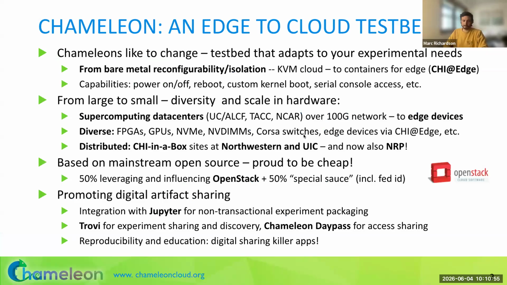So Chameleon is an edge to cloud testbed. We like to talk a lot about our bare metal reconfiguration, the isolation that we provide for a lot of our nodes. This can be really nice for doing experimentation. If you don't need bare metal, we also have virtual instances that you can launch through the KVM cloud, and we also have containers that you can deploy on edge devices. This is through our CHI@Edge platform.